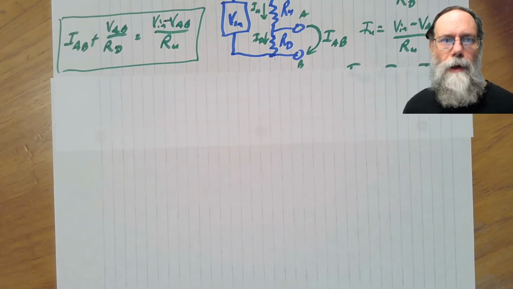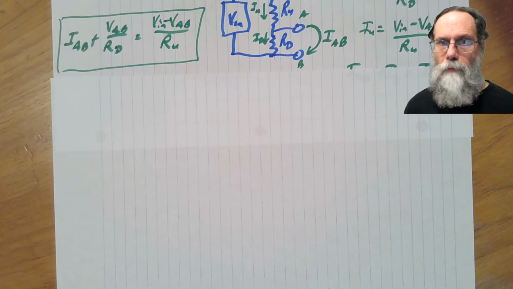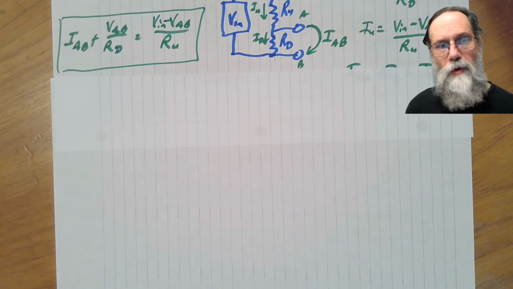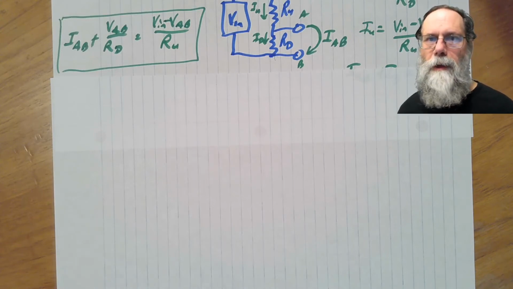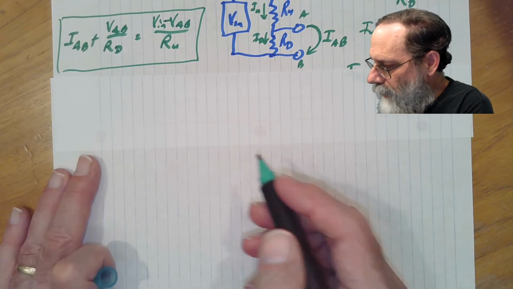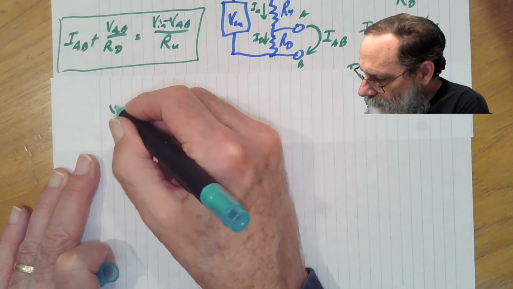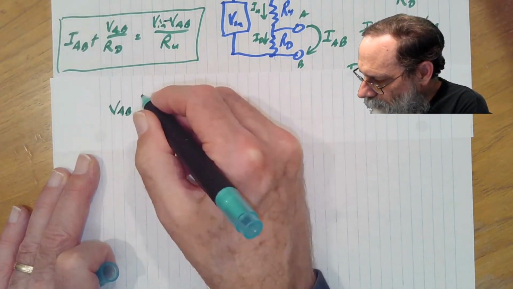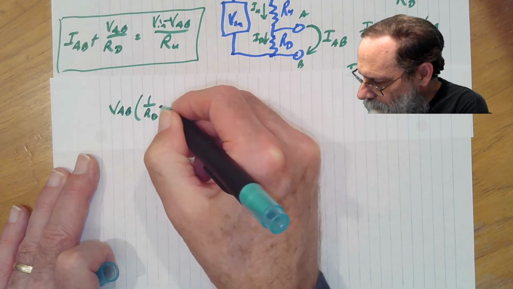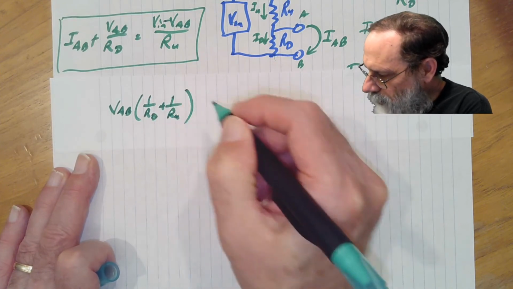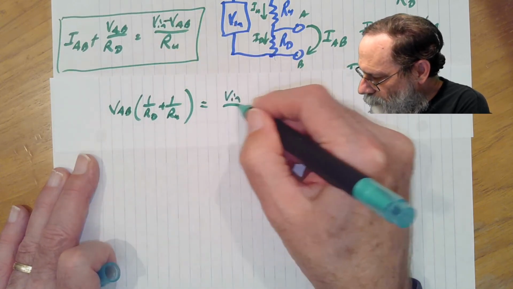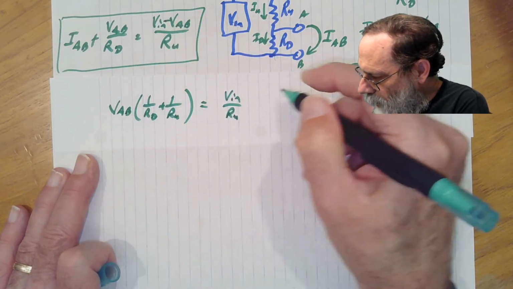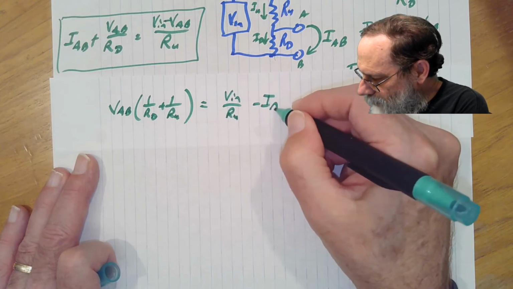Okay, so we want to get VAB on the same side, and let's get all the VABs together and everything else on the other side. So we would have VAB times 1 over RD plus 1 over RU is equal to, what do I have left? VN over RU minus IAB.